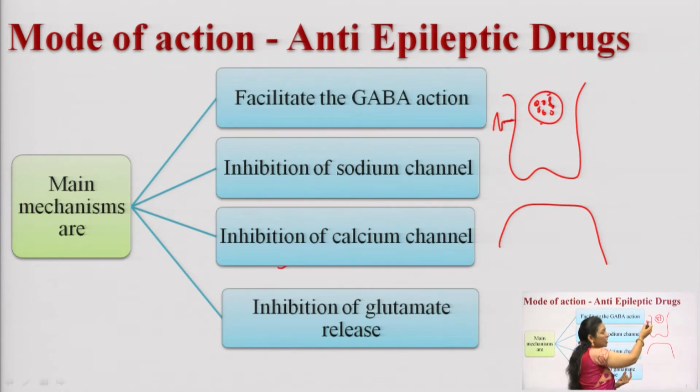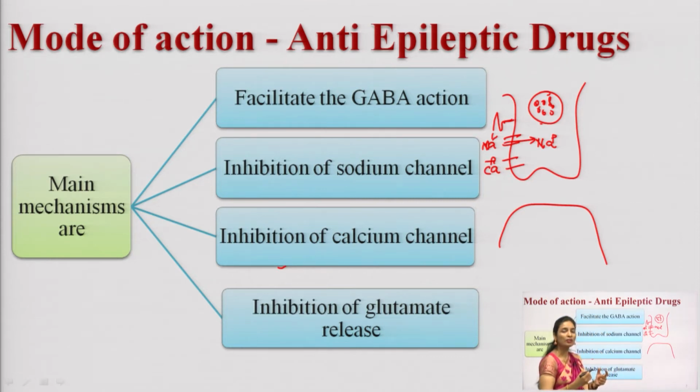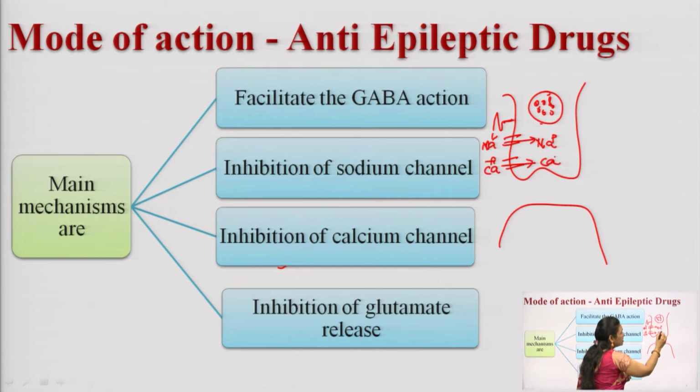Once the impulse has been generated, what will happen? Here you can see the sodium channels. The sodium channel will open and sodium will enter the cell. Once sodium enters the cell, it triggers the opening of the calcium channel, and now calcium also enters the cell. Once calcium enters the cell, the neurotransmitter inside the storage vesicles is released into the cleft. Which neurotransmitter is it? It is the glutamate neurotransmitter.